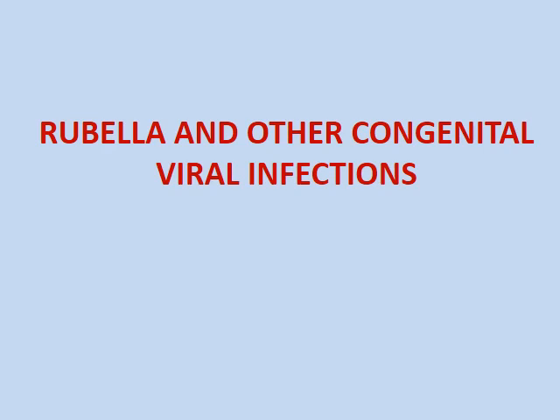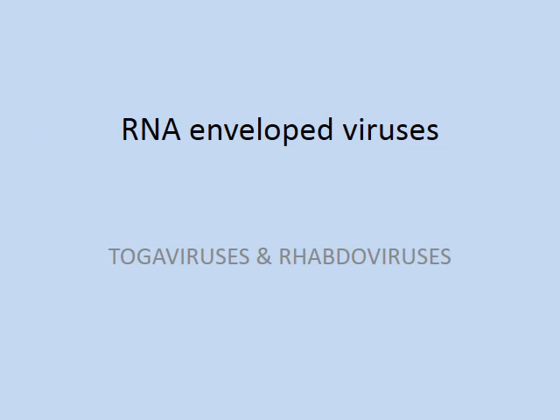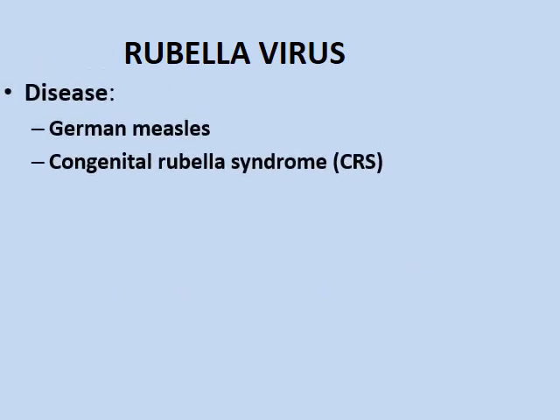paramyxoviruses, the 4 paramyxoviruses. Now we will start rubella and other congenital viral infections. It is an RNA enveloped virus in the Togavirus family. Rubella causes German measles and also causes congenital rubella syndrome.